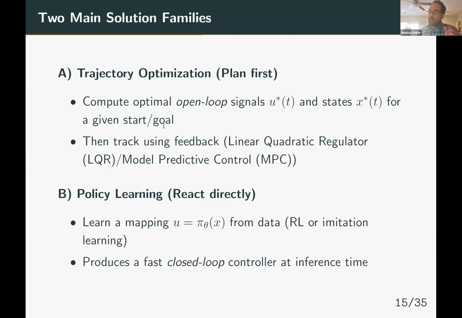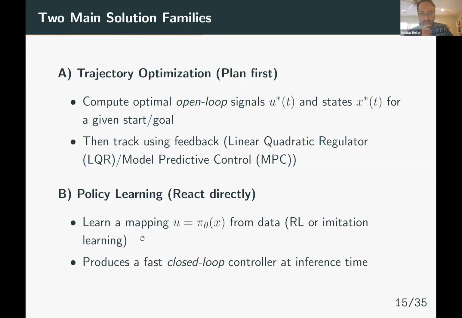Which means that you now force the system, both the U and X of the system, to follow U star, the optimal U star and X star. We call this the trajectory optimization method. Another one is what we call policy learning, which is basically you learn the action, or the mapping, from data, either through reinforcement learning or imitation learning.